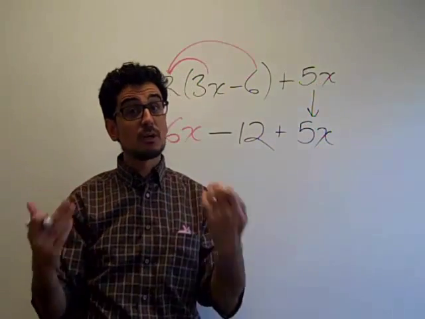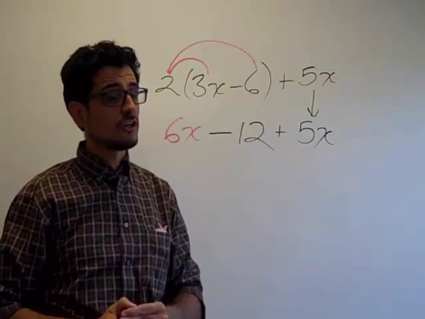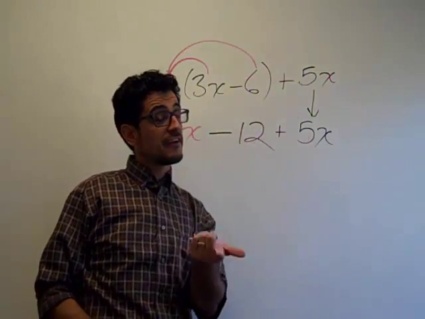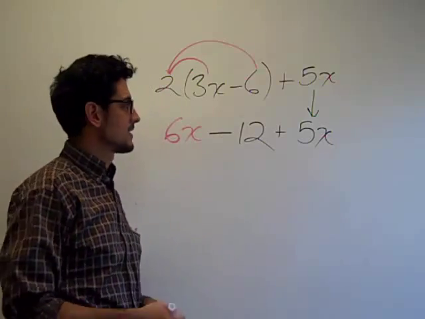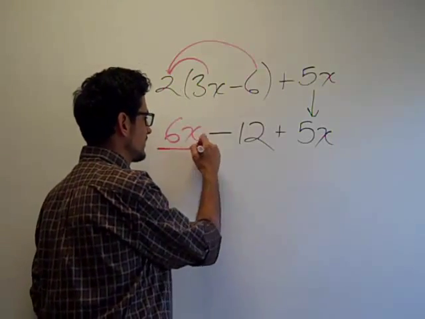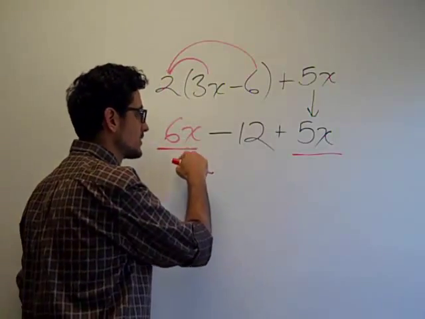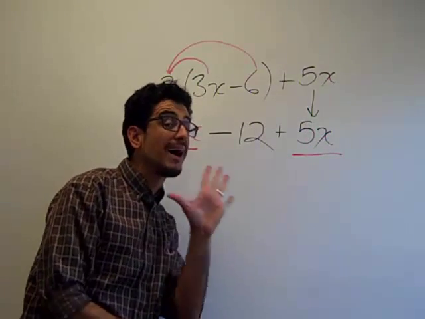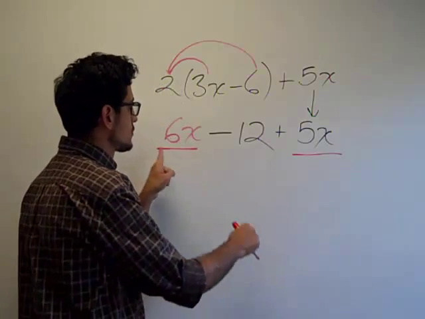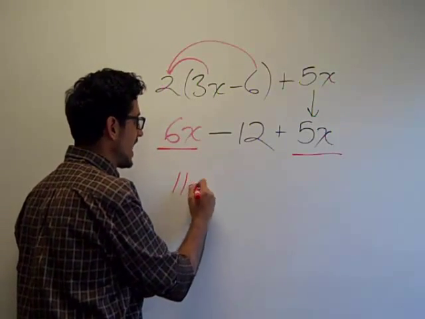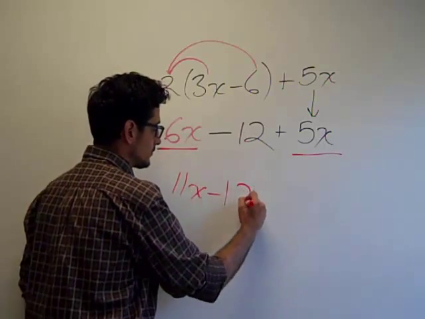Now I want to go ahead and combine my like terms. So my like terms are the ones that either have variables or don't have variables. Now I have 2 numbers here that have variables. I have a 6x and I have a 5x. I want to combine those. They're both positive, so I'm adding them. So 6 plus 5 is going to give me 11. That's right. So I'm at 11x minus 12.